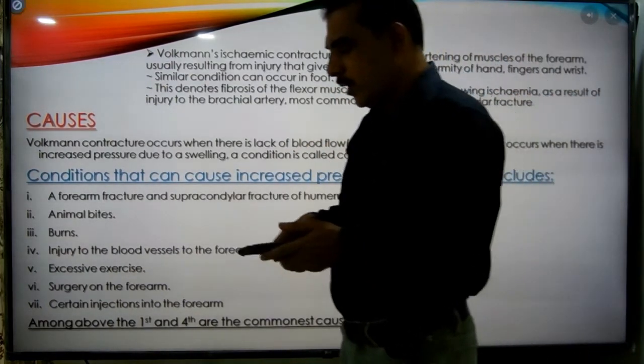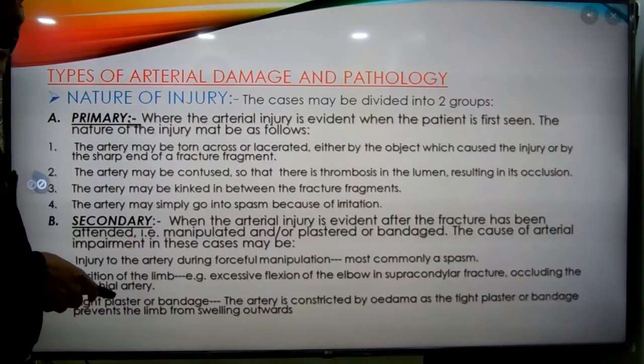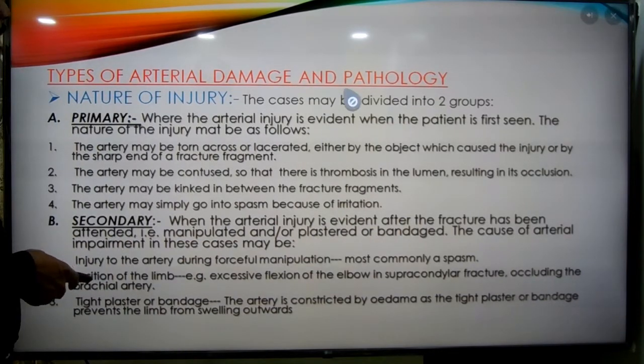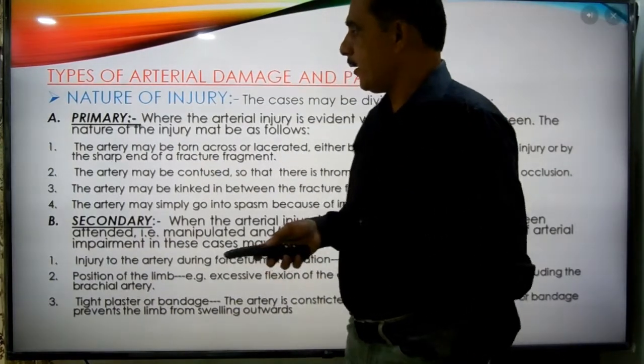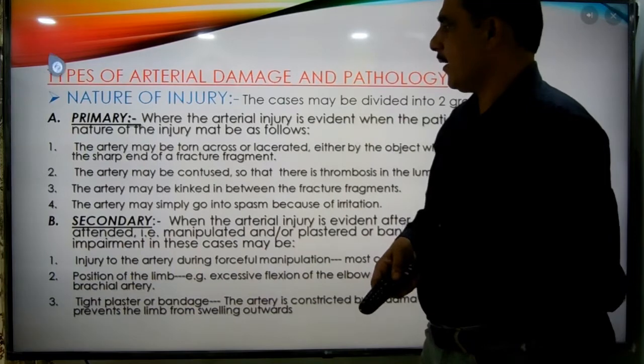Volkmann's ischemic contracture. That will be discussed in the nature of the injury of the arteries. Fractures we have already discussed. Then the types of arterial damage, or its pathology. What kind of damage will be there? It may be either primary or secondary.